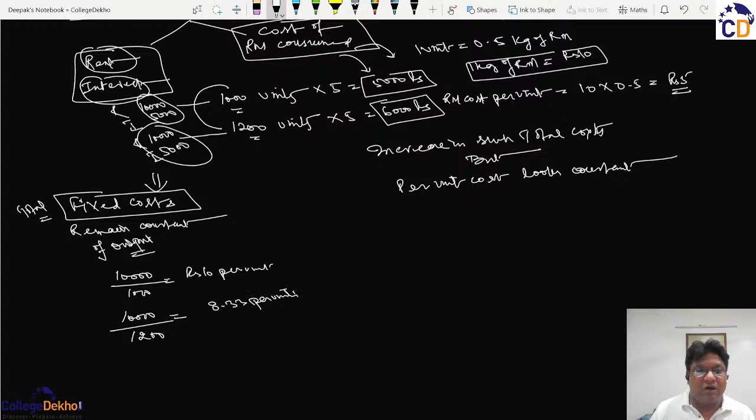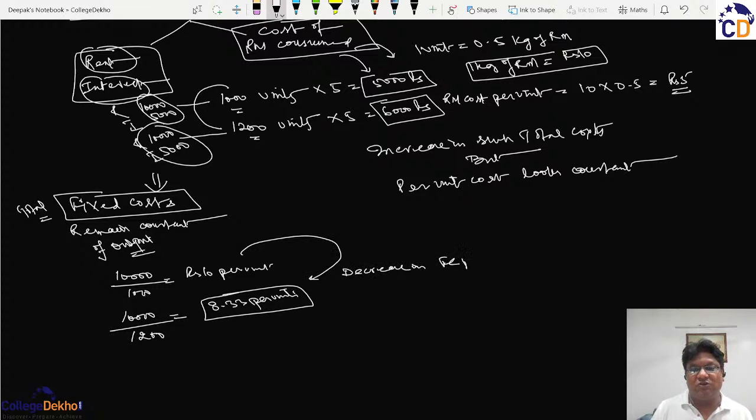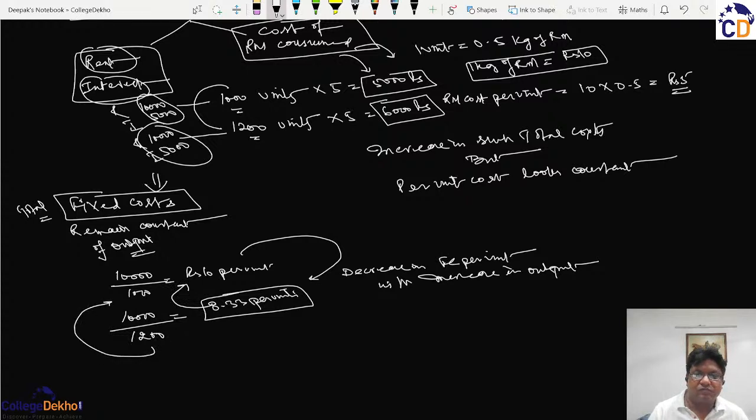So there is a decrease in fixed cost per unit with increase in output. And if we see in reverse, then we can say that there is an increase in the fixed cost per unit from 8.33 to rupees 10 if the output has decreased. So we can say it is vice versa, which is not the case with this case.